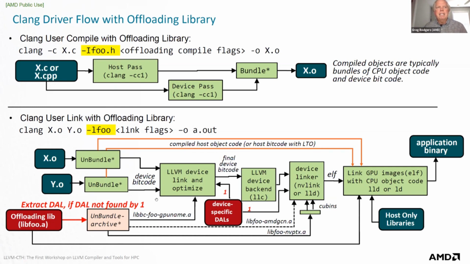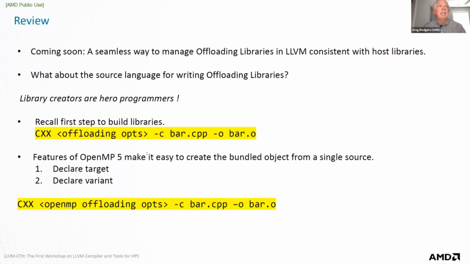Okay, so a lot of complexity here, right? Essentially, we're doing LLVM linking here, and then LLVM optimization. We get our final device bitcode that's passed to the back end, which could be generating PTX, or in the case of AMD, it would be generating an HSA code object. And then that goes into the device linker, and then the device linker passes its ELF to the final application binary, right?